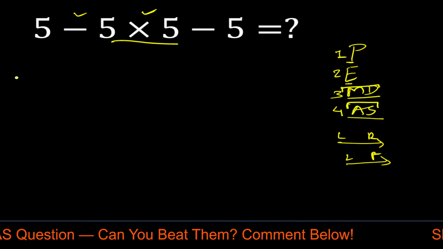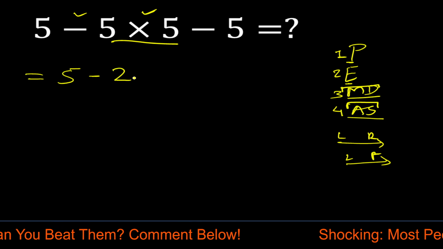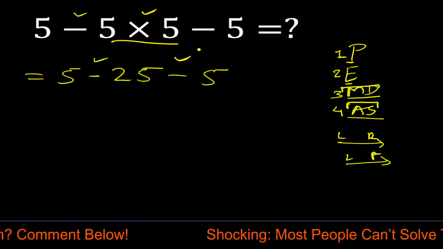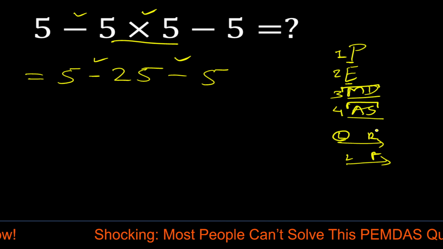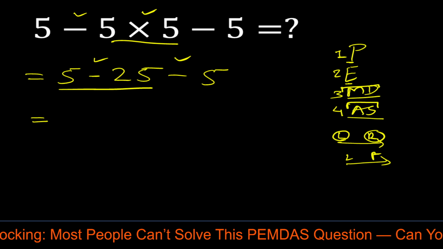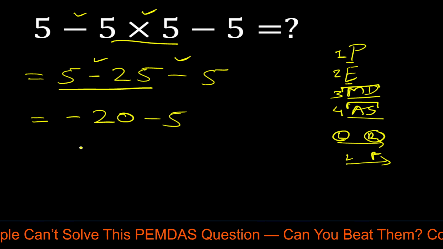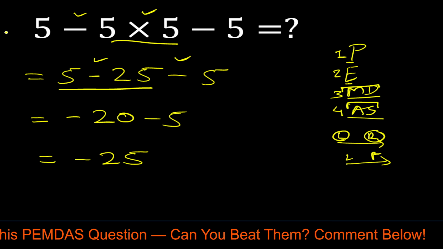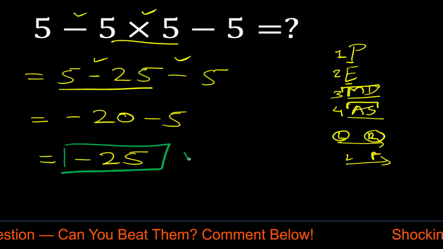So now 5 minus, now 5 times 5 is equal to 25 minus 5, right? Now here we have subtraction and here subtraction, and both have equal priority. So we have to solve it from left to right. So first we have to solve this subtraction. So 5 minus 25 is equal to minus 20 minus 5. So minus 20 minus 5 is equal to minus 25, right? So the correct answer is minus 25.